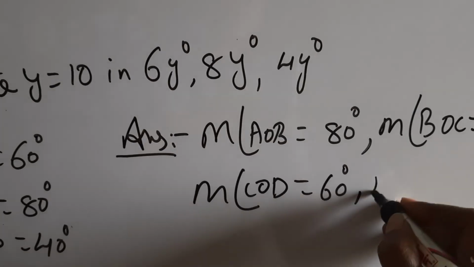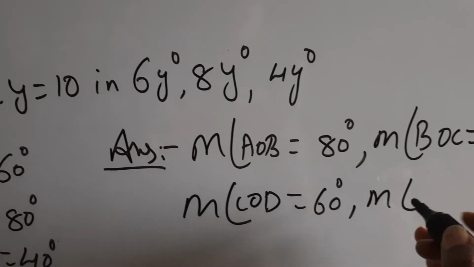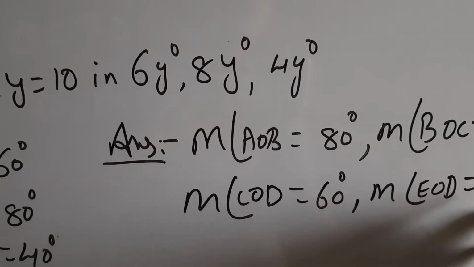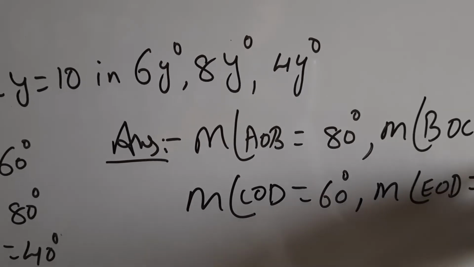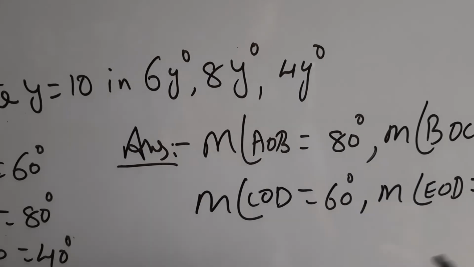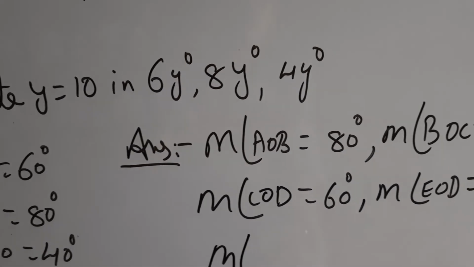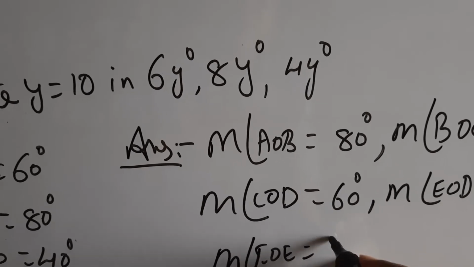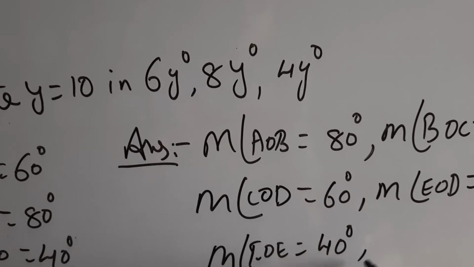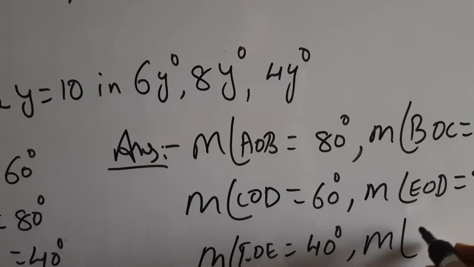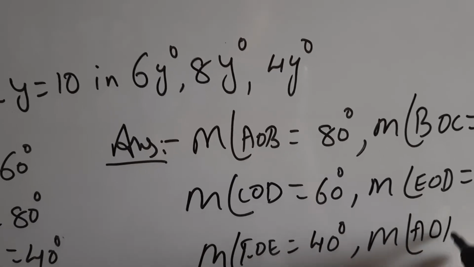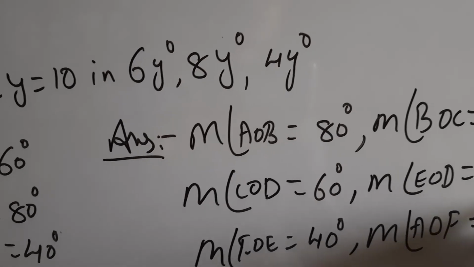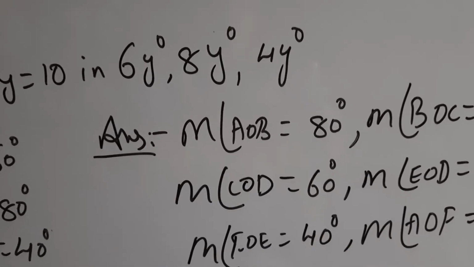Measure angle EOD. EOD is vertically opposite to AOB, so that's why 80 degree. Measure angle FOE. They have given us as 4y degree, so that's 40 degree. And measure angle AOF is equal to how much? It will be 60 degree because it is vertically opposite to COD.